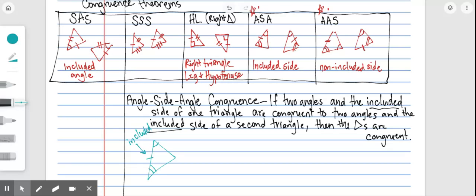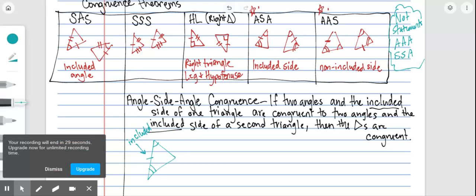Something that I want to note up here on the top is that these ones don't work. Not statements. Remember I said AAA doesn't work and SSA does not work. These are the ones that I said the other day. These are not congruent statements. Sorry, I should have said that earlier, but all right, so angle side angle congruence. You've got the side in between. All right, I'm going to do the second theorem and then we're going to do some identification.